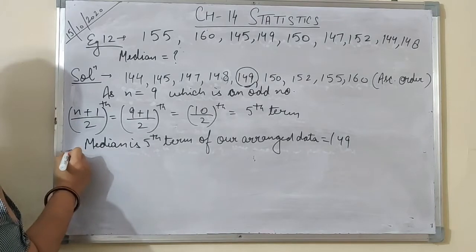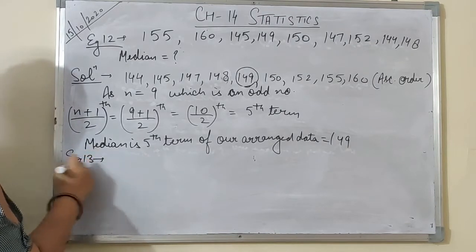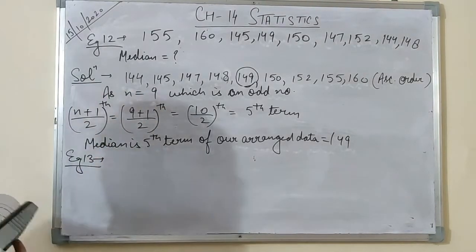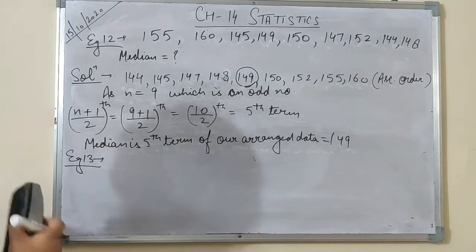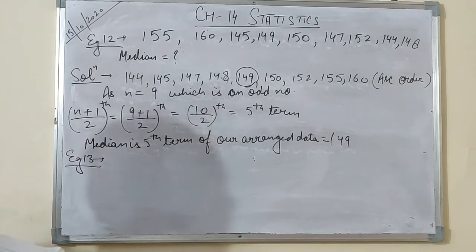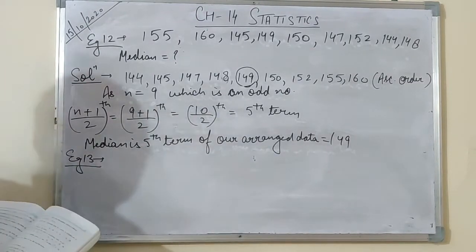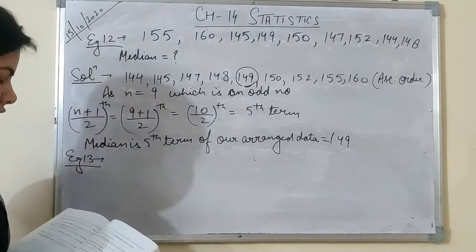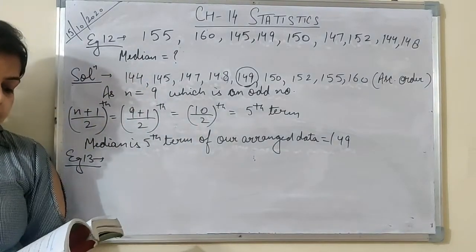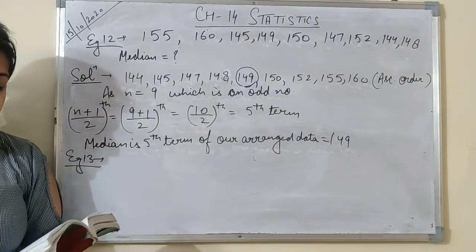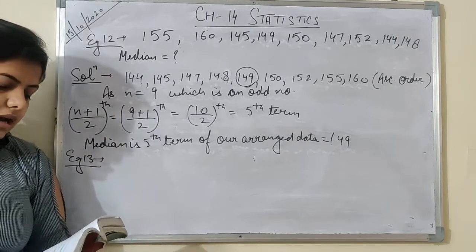Then come to example number 13. So this is the case for when n is given as an odd number. Now example number 13 I am telling you for an even number. Again, what data is given in the question? It is given as the points scored by a kabaddi team in a series of matches are as follows.